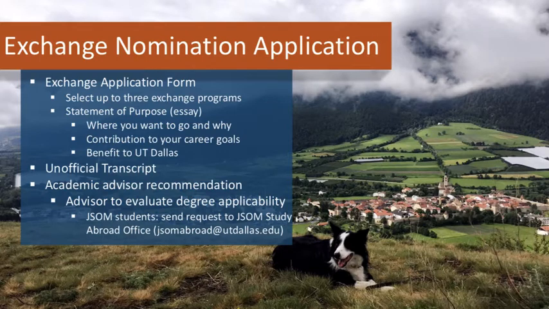Now, there are 3 essay prompts that you need to write about. The first one is where you want to go and why. The second one is the contribution of an exchange program to your academic and career goals. And the third one is the benefit to UT Dallas, or how will you contribute to the UT Dallas community when you return. Now, the essay box will hold about 4,000 characters, which is around 500 to 600 words.